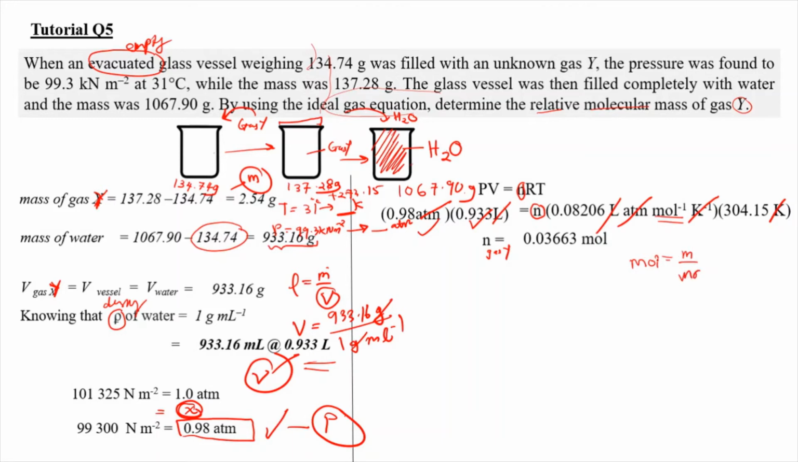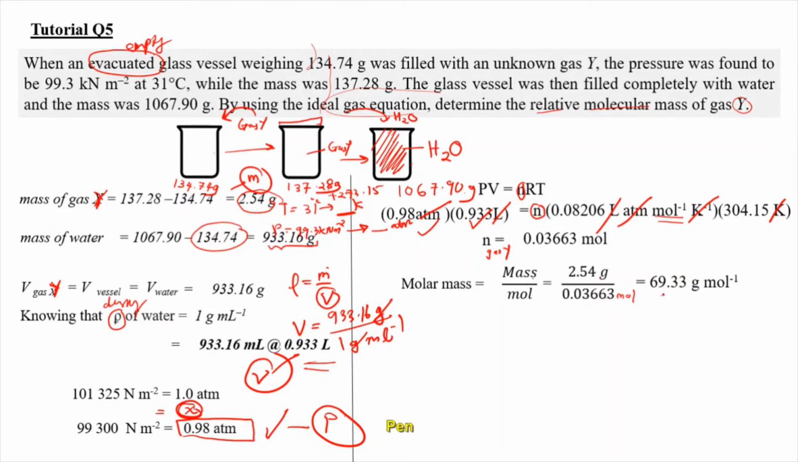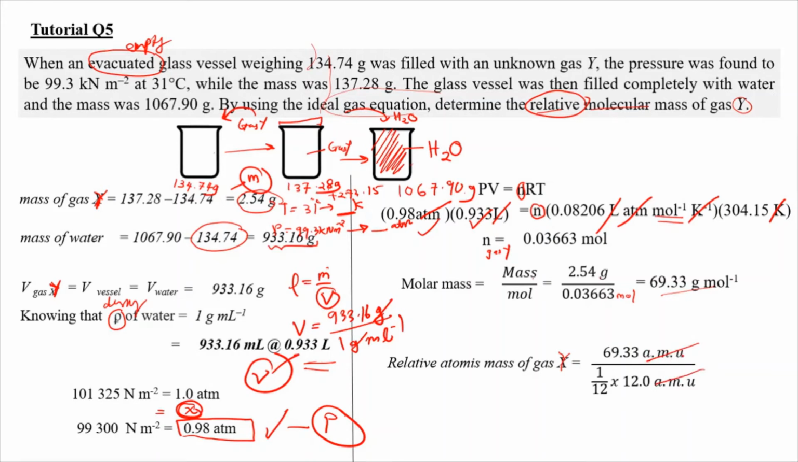Okay, and from here you can find the molar mass by dividing the mass by the mole. So the mass that you obtained, which is 2.54, will be divided by the mole that you just obtained from the ideal gas equation. So mass divided by the mole, you're going to get 69.33 gram per mole. Okay, but remember, the question asks you about the relative molecular mass. So you have to compare the molar mass with 1/12 of the carbon-12. So the relative molecular mass of gas Y is going to be 69.33 amu divided by 1/12 of the carbon-12. So amu and amu, which refers to the atomic mass unit, are going to be cancelled out, and here refers to 1. So we're going to get 69.33 only, without any unit.